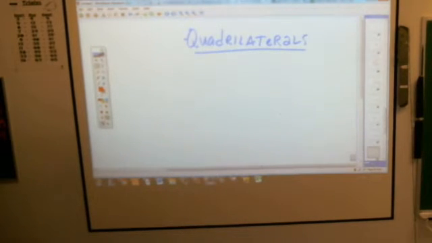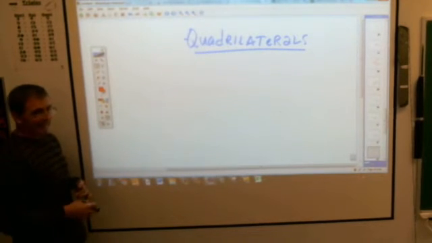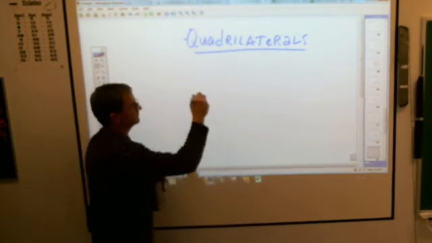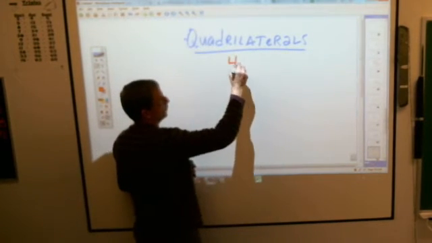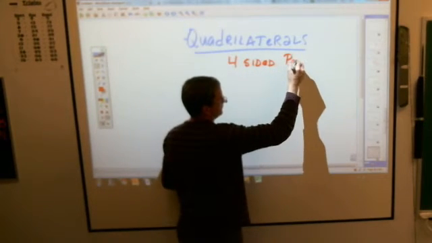Okay. By the way, what are quadrilaterals? We talked about these. They're what type of polygons? It is a polygon, Josh, with? 4 sides. Correct. They are 4-sided polygons.